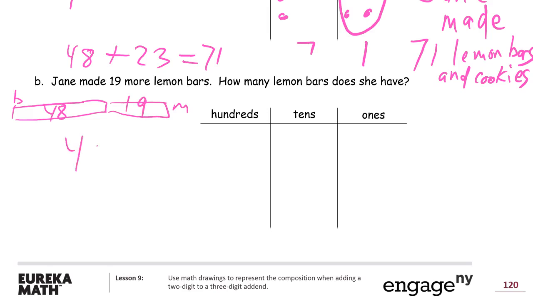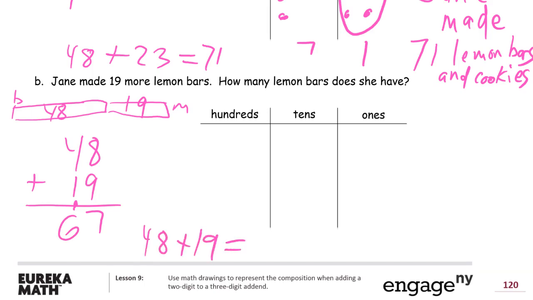Vertically, it's 48, 19, 8 and 9 is 17, that's a 7 and a 10, and then that's 6 tens, 4 plus 1 is 5 and 1 more is 6, 67, 48 plus 19 equals 67. Now, this 48 plus 19 is easier to solve mentally with the methods we've been practicing than it is to write it down vertically or do it with the place value chart.